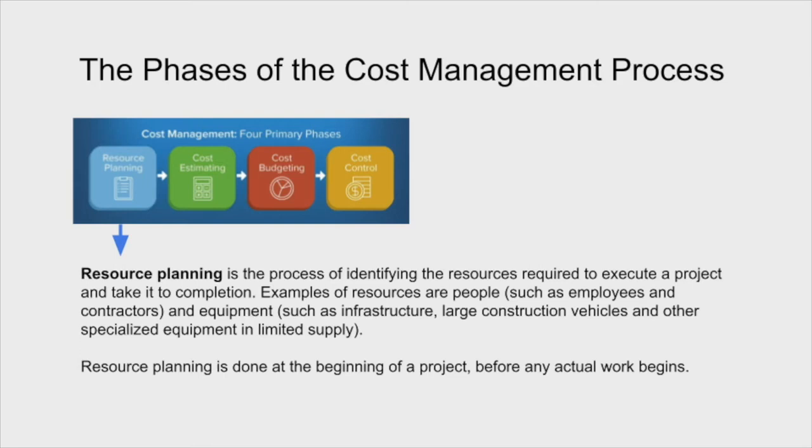Looking more closely at resource planning, this initial stage has us identify the resources that are required to actually make the project happen. Examples of resources are people, such as employees, contractors, labor, these sorts of things. Equipment, such as infrastructure, large construction vehicles, specialized equipment, the materials that are used in the project, these sorts of things. So resource planning is really done at the beginning of a project before a shovel hits the ground or before anyone writes a line of code. It really needs to be done up front so we have a good idea of what we want and what it's going to cost to achieve what we want.